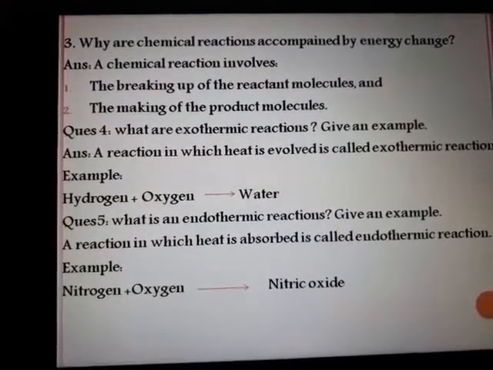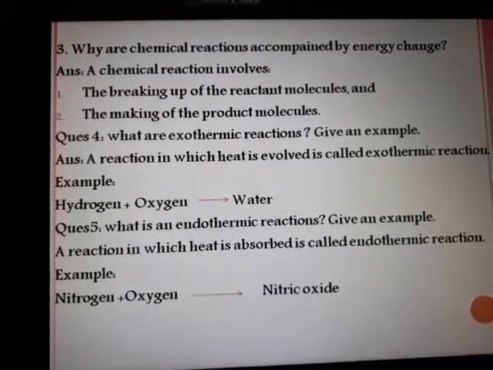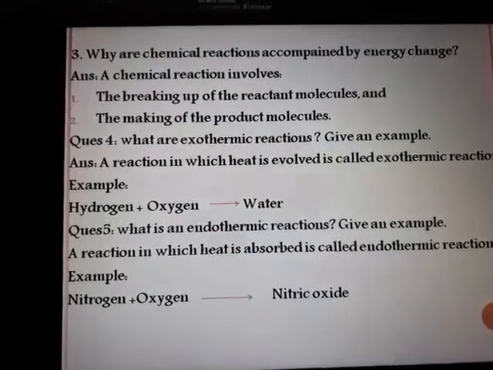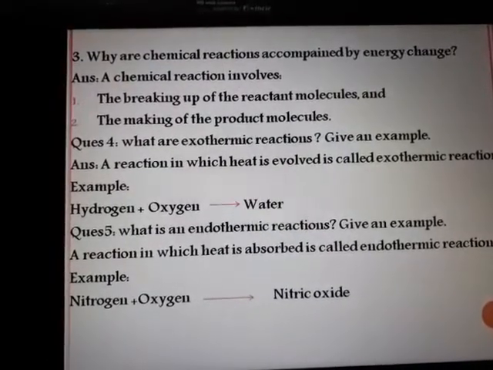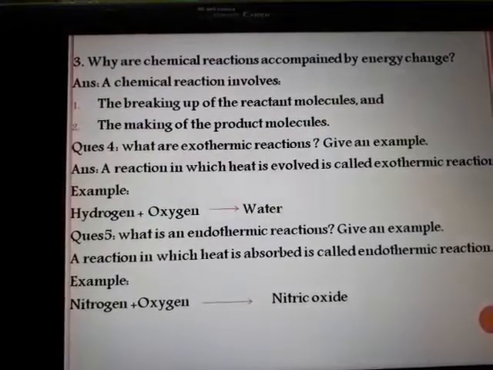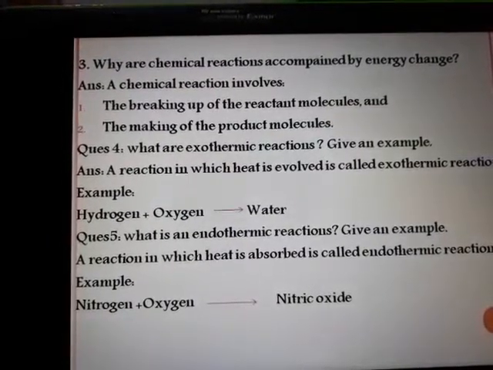Our third question is, what are chemical reactions accompanied by energy change? Write down: a chemical reaction involves, first point, the breaking up of the reactant molecules, and second, the making of the product molecules.